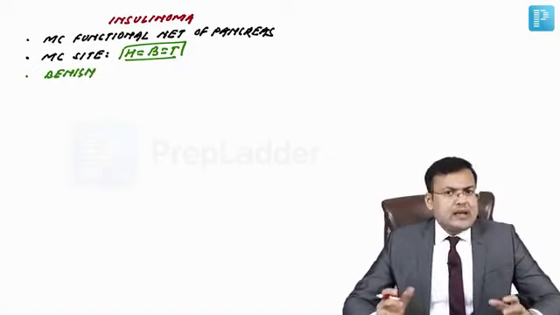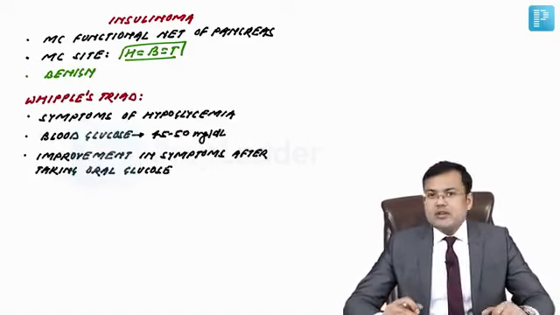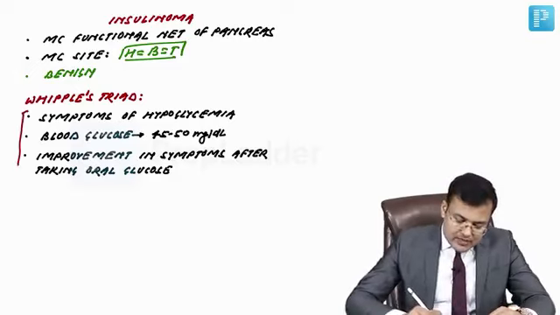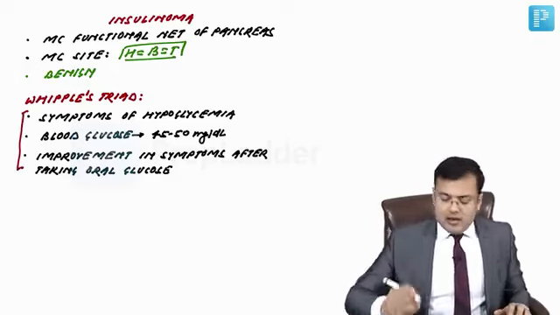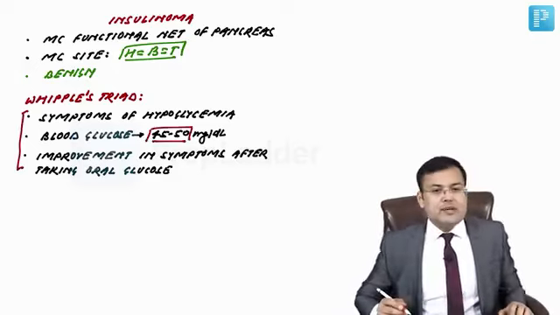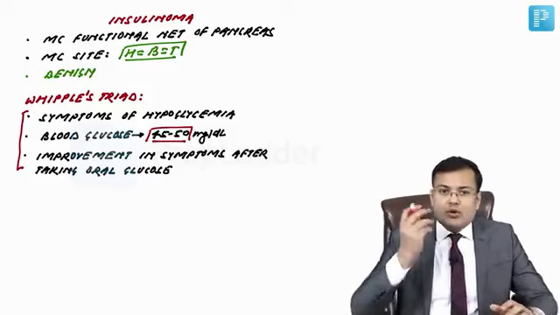It is characterized by a triad known as Whipple's triad. So what is the problem? Because of increased insulin release, patient is having hypoglycemia. So the components of Whipple's triad: symptoms of hypoglycemia, blood glucose level of 45 to 50 milligram per deciliter, and there is improvement in symptoms after taking oral glucose.